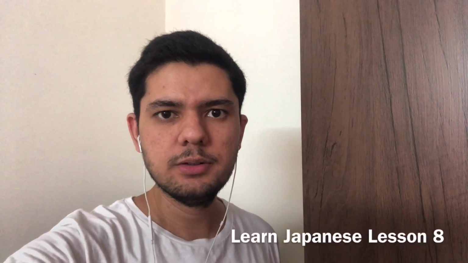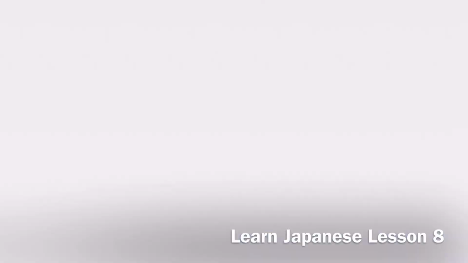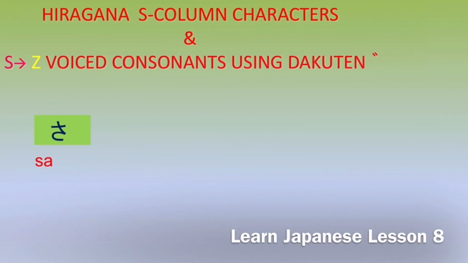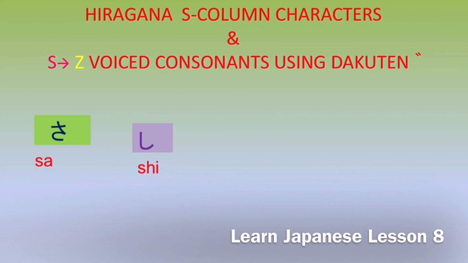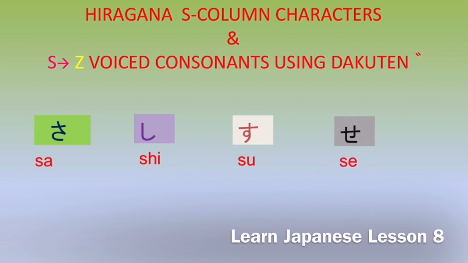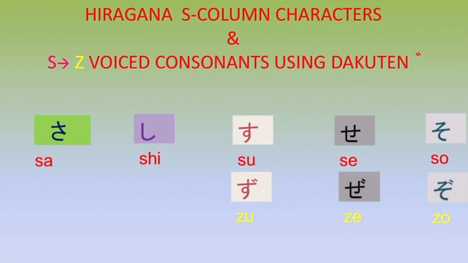Hey everyone, today I'm going to explain to you how to write the next set of hiragana characters, that is the S column and its stroke order. I'm also going to explain how to convert from the S to the Z column characters using the Dakuten. Before going to that, I would like to show you a few Japanese words, popular words and names using the S character.